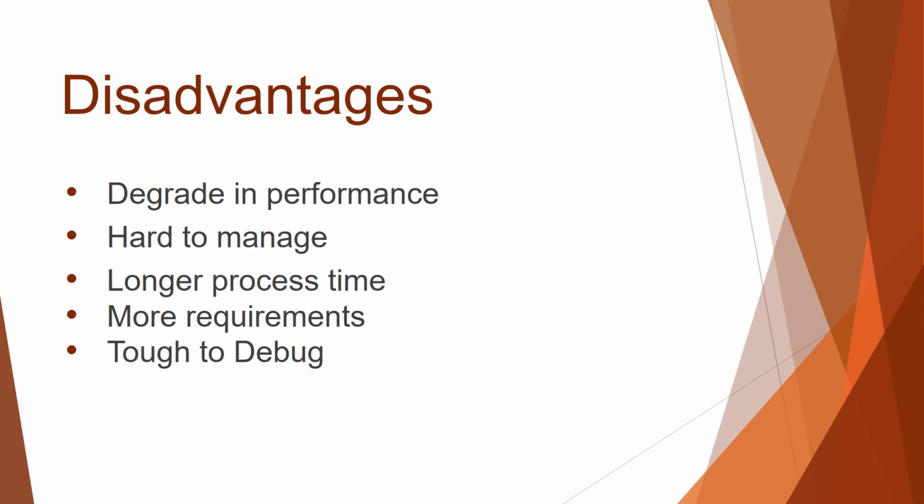Now let's discuss the disadvantages. Degrade in performance: potentially at risk of performance loss. Hard to manage: process management can be very complicated. Longer process time: processes take more time than monolithic structure, as discussed previously. More requirements: microkernel requires heavy resources. And tough to debug: debugging can be extremely cumbersome.